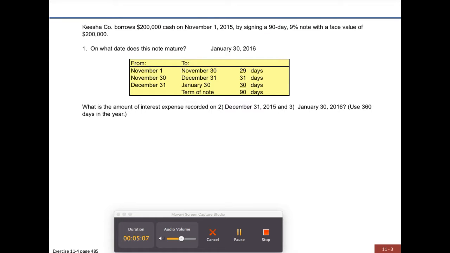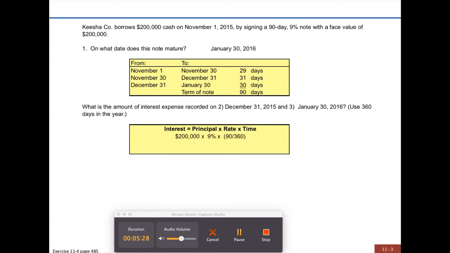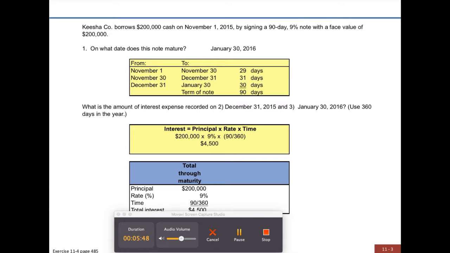What is the amount of interest expense recorded on these two dates? First, the end of the year, which of course would be the adjusting entry to show the amount of interest that was applicable to this year, or the portion of the total interest that is applicable to this year. So we'll take the 200,000 times the 9%. Let's see here, and that would give us 4,500 would be the total amount of interest that we're going to have to pay on this particular loan.